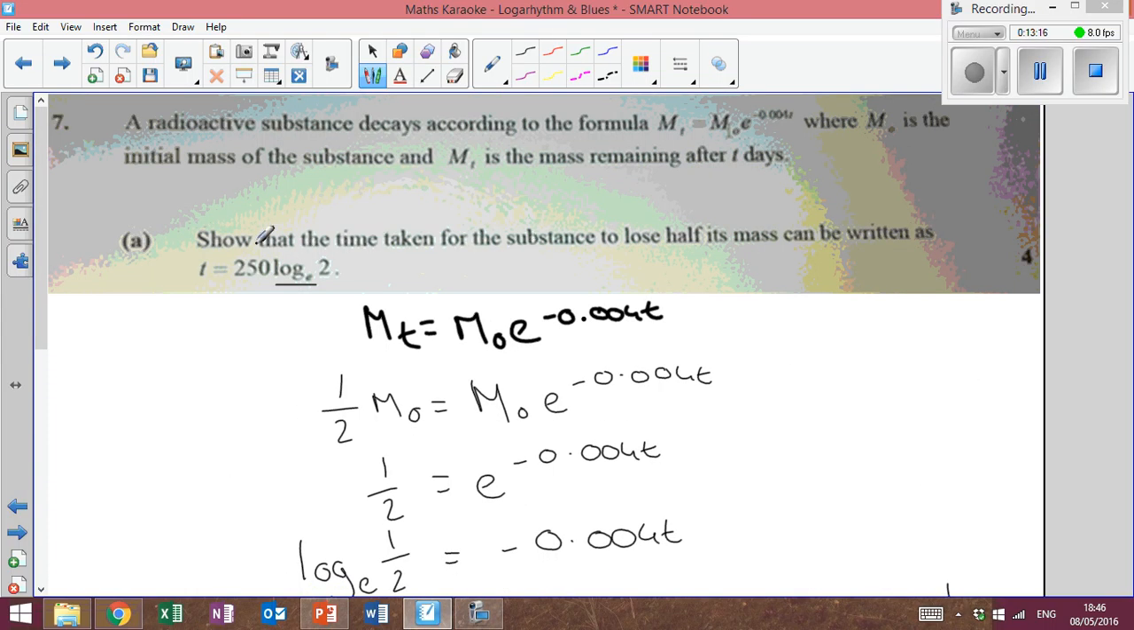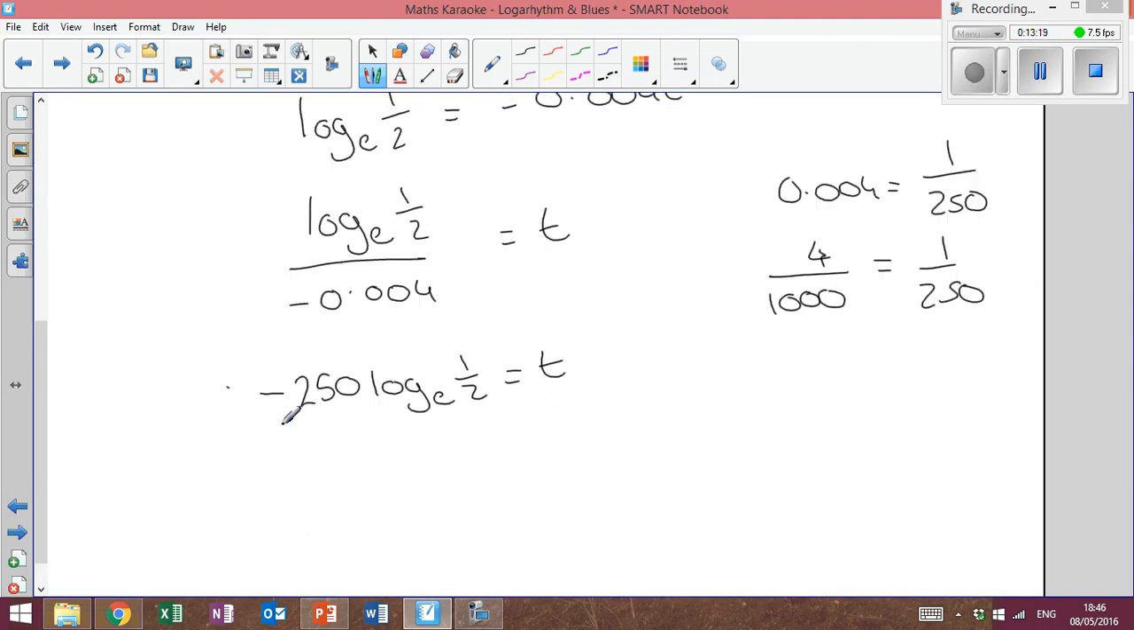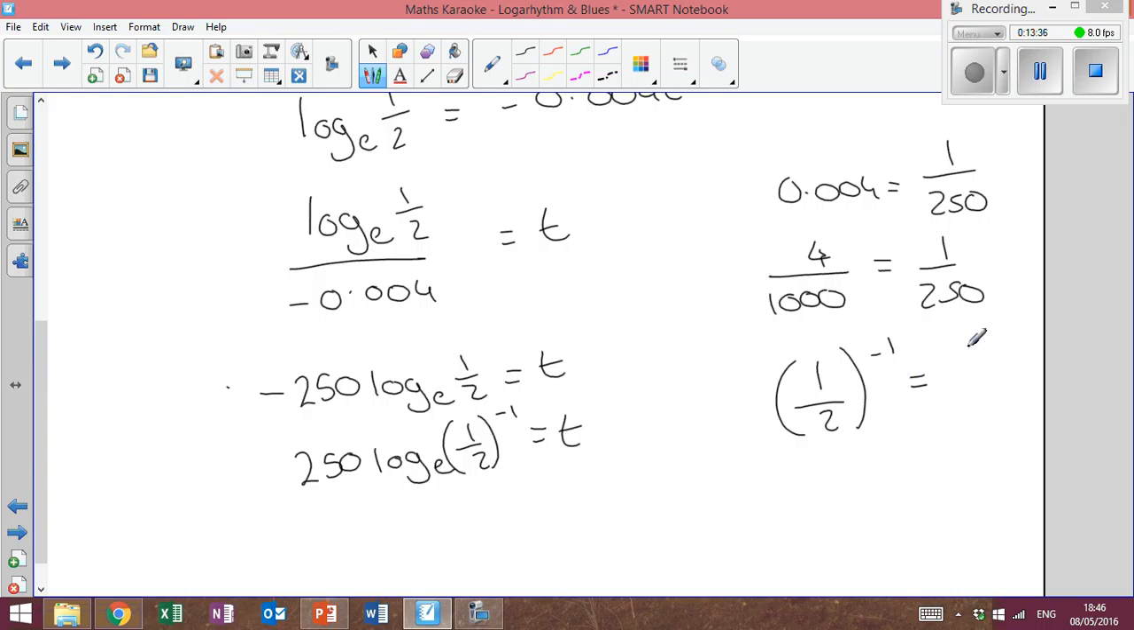Now, we're starting to get there. It's 250 log e to the base 2. Now, the difference here is that negative at the front. We know if we've got a number at the front, we can move that to the power. So we're going to do log e, we're going to take that negative and make it a power at the back. Now, a half to the power negative 1. Remember, a negative power means you're going down to the bottom, so that's 1 divided by a half, which is really 2. So 250 log to the base e of 2 is equal to t, and that's you showing what they want you to show in the working.